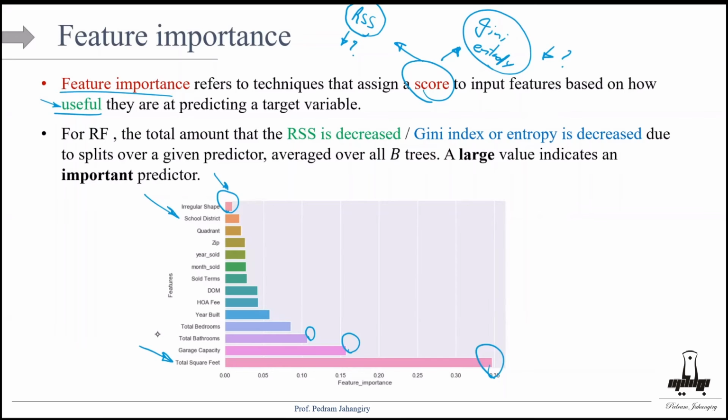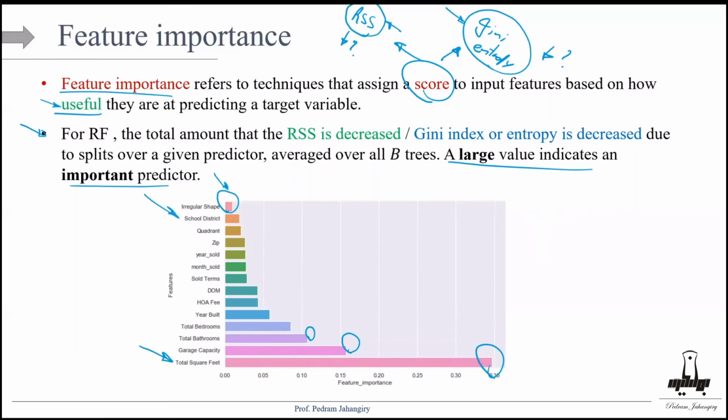So for random forest, the score is the total amount that the RSS, Gini index, or entropy is decreased due to splits over a given predictor, averaged over all B trees. This is basically that score that we're talking about. A large number indicates an important predictor, because a large number means a larger reduction in the RSS, a larger reduction in the impurity.